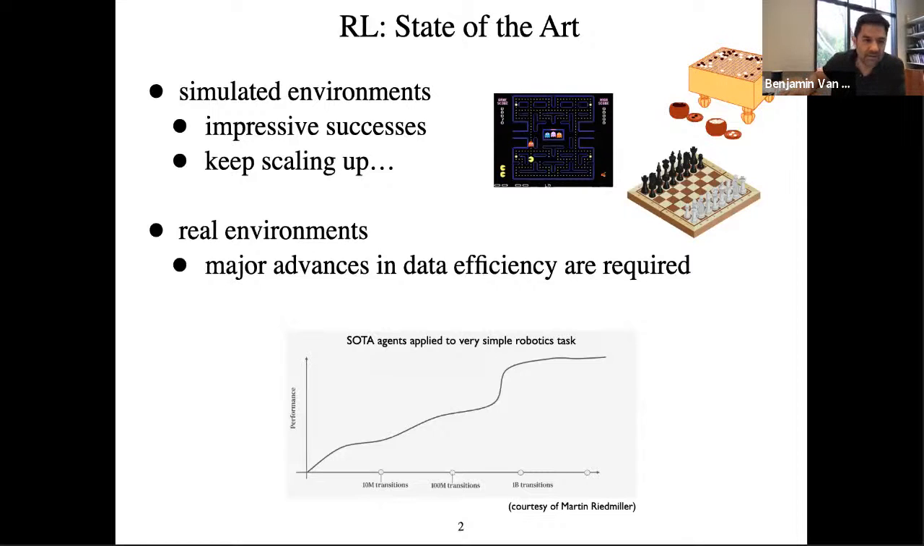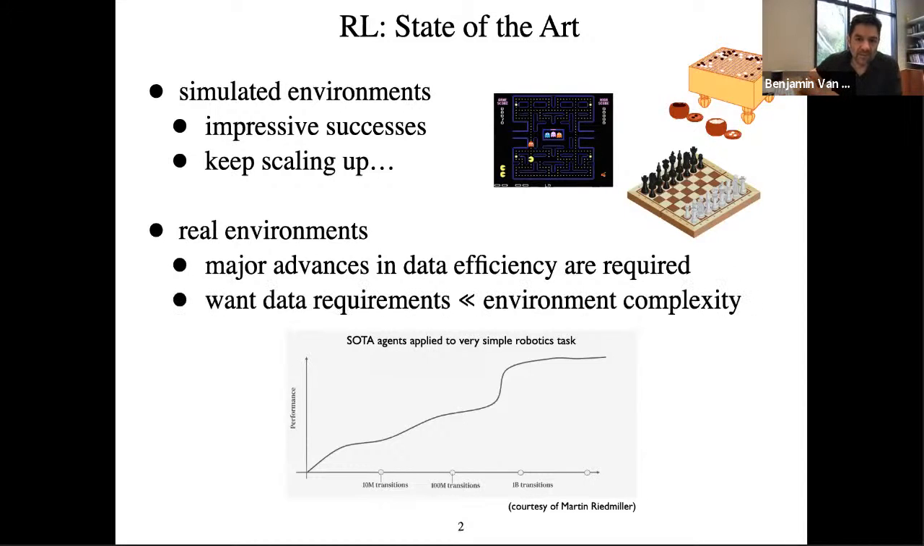So in this talk, I hope to share some thoughts on the possibility of designing agents where data requirements do not scale with environment complexity. Such agents may be able to develop competence in arbitrarily complex environments within reasonable time. Okay, so that is the thrust we're after here.